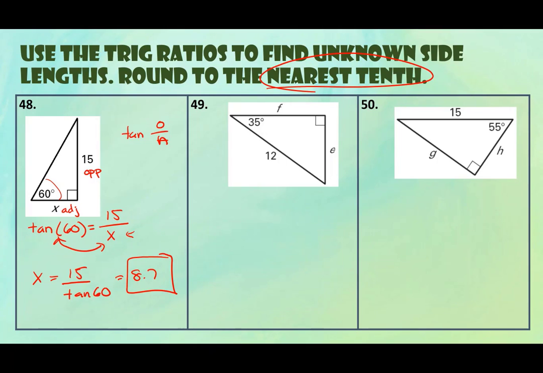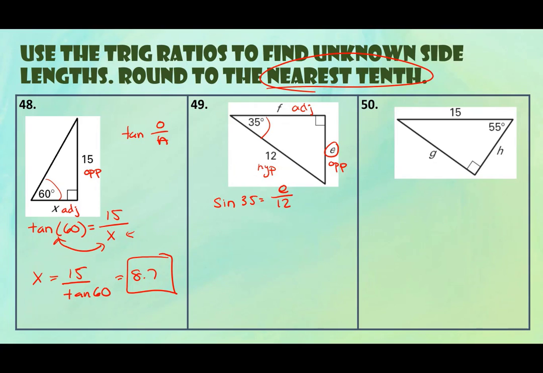Okay, so these guys both have two variables that we're solving for. So let's start with E, just because it comes first. E is our opposite side to our angle of 35, and F is our adjacent side. Because I have my hypotenuse and I'm looking for the opposite, I'm going to use sine, because sine is opposite over hypotenuse. So we have sine of 35 is equal to E over 12.